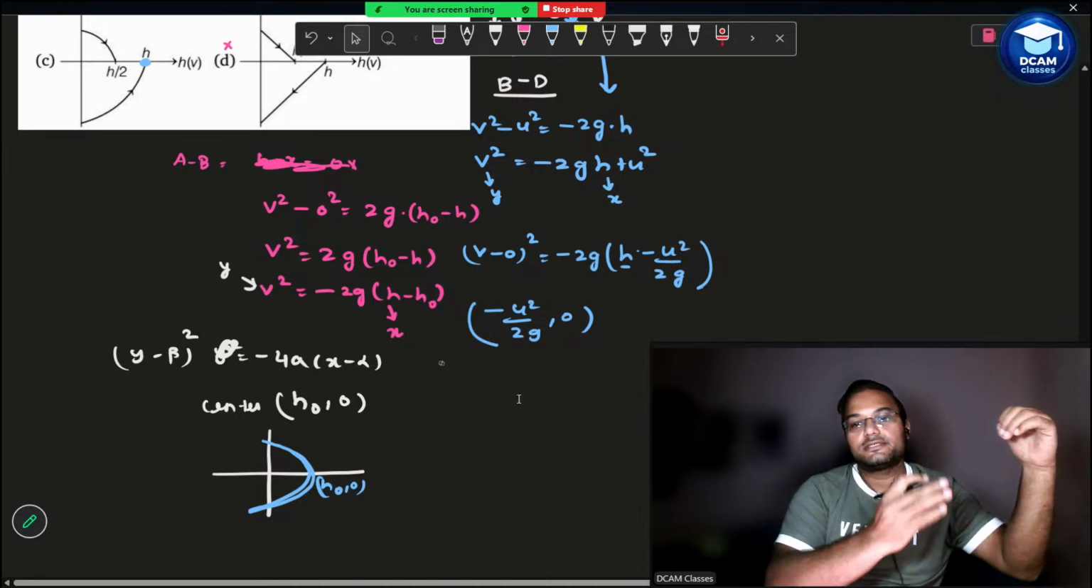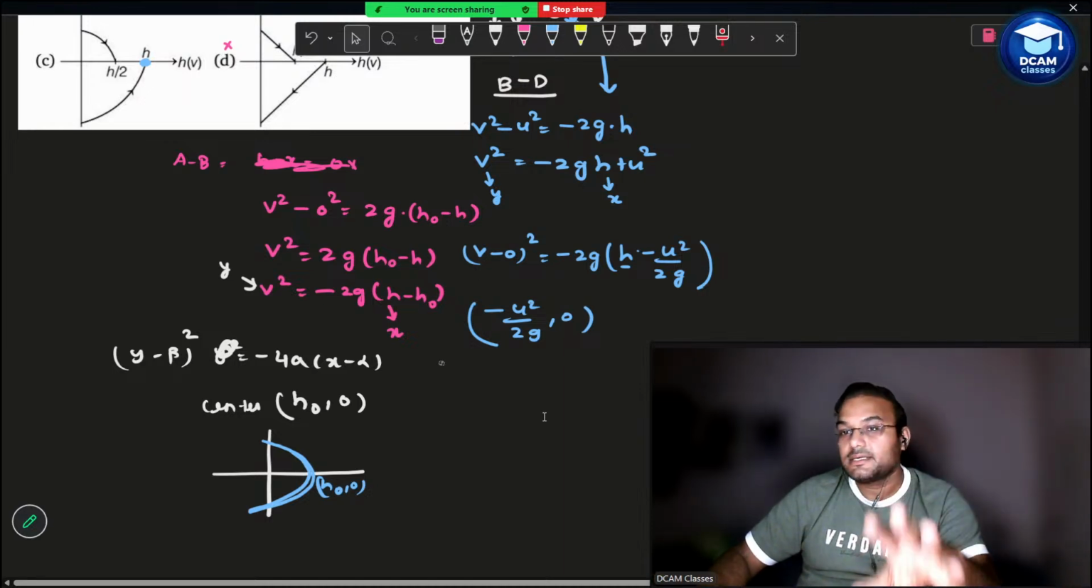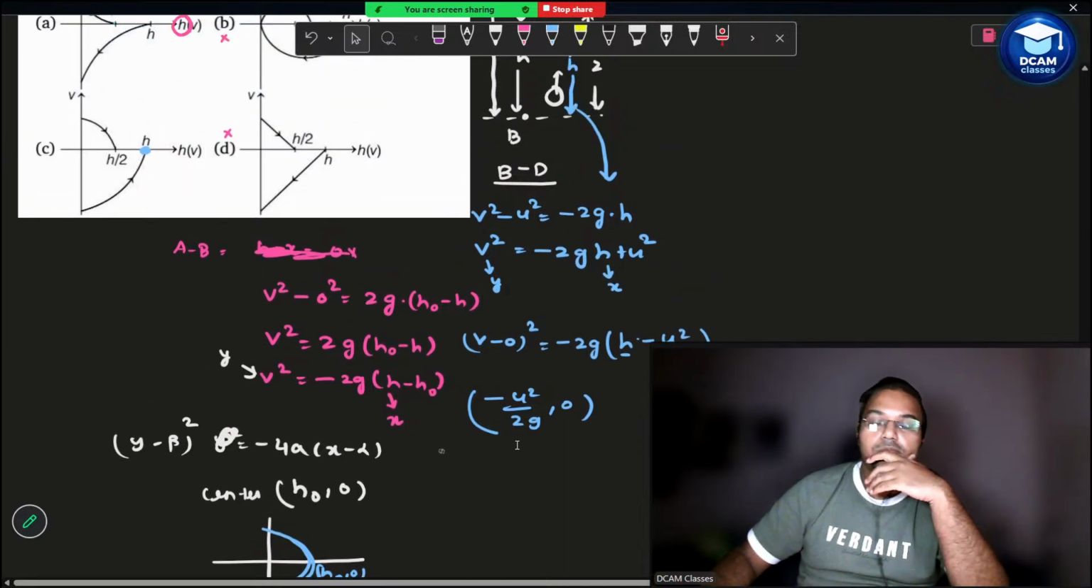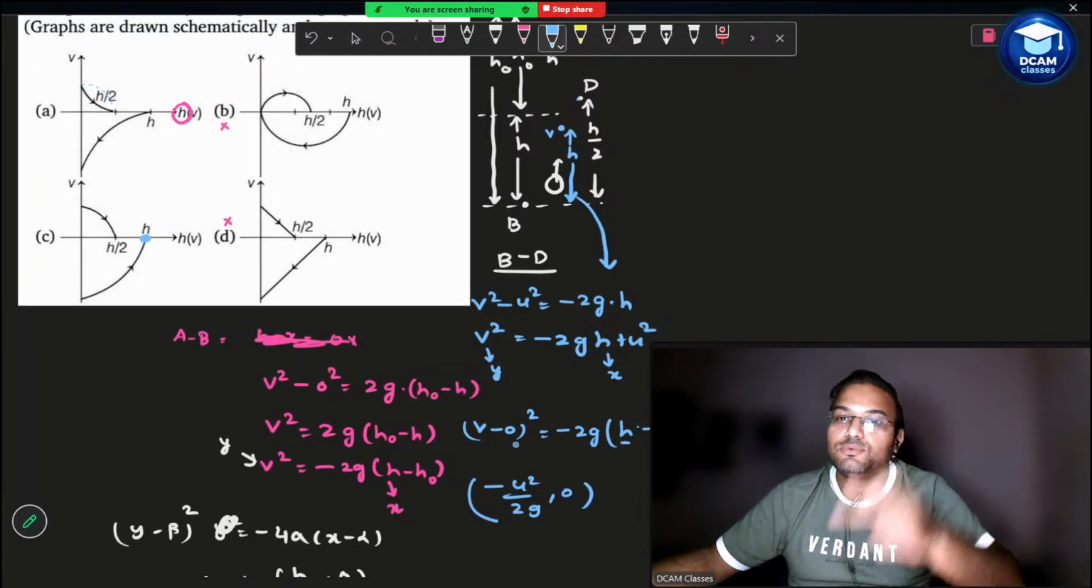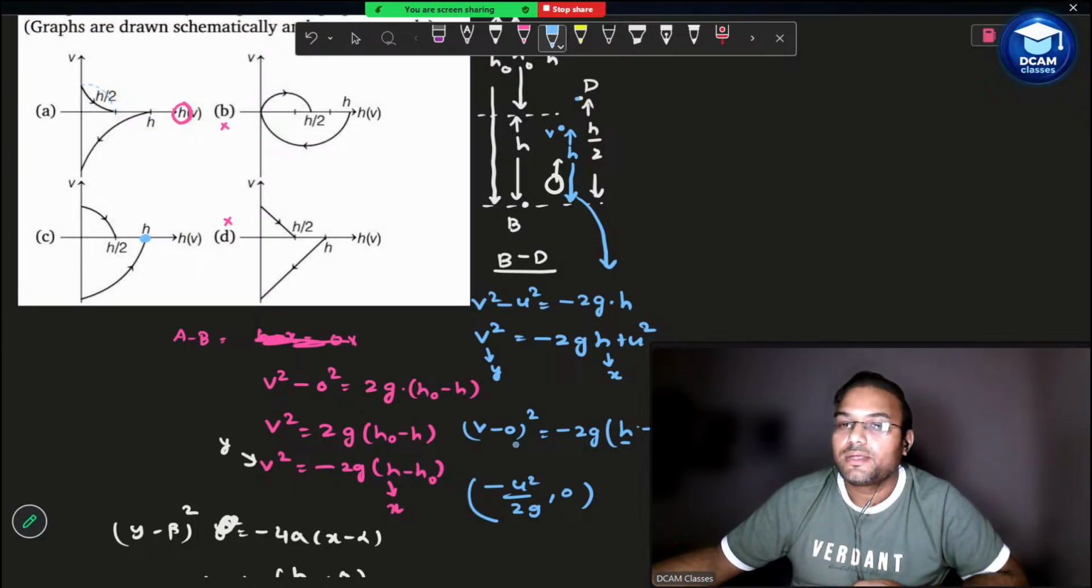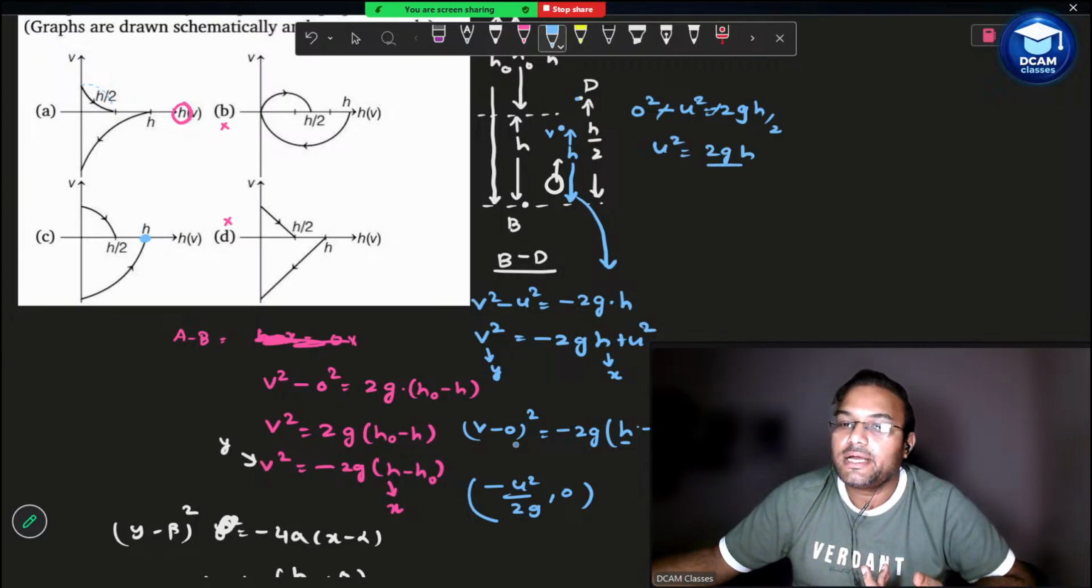Again reversed. But if you see, because it is reaching up to height h by 2 only, you can say 0 square minus u square is equal to minus 2g into h by 2. So u square is equal to 2g h by 2, I can write. So u square by 2g is equal to h by 2, you will say.